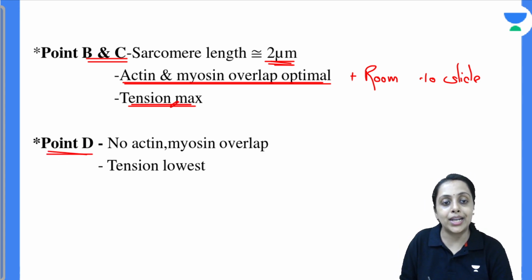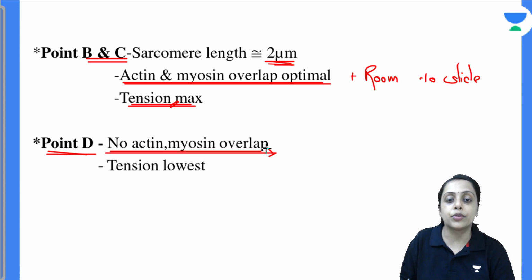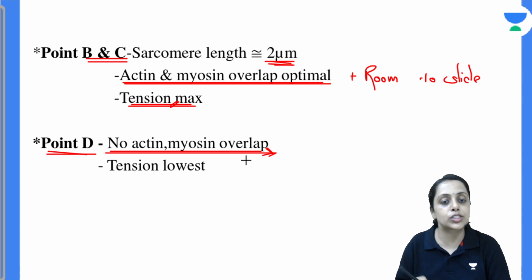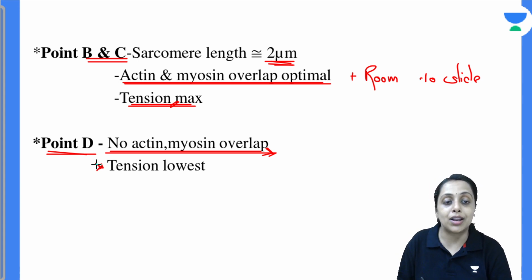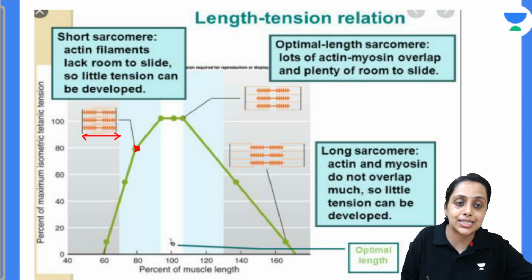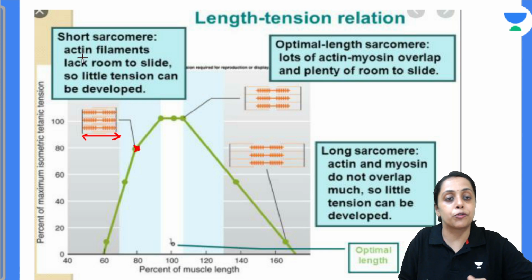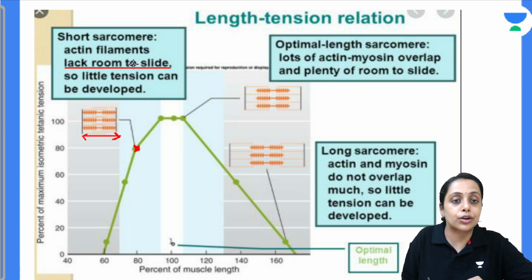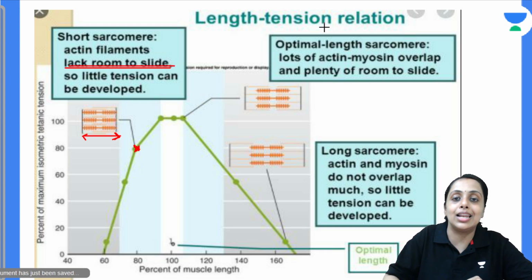And while at point D, hum dekhenge sarcomere ka length bahut zyada increase ho gaya hai. And due to that, actin myosin overlap is not optimal. So the tension developed out here is least. See, this is the curve. This is point A. At point A, sarcomere length is 1.65 micrometer. Out here, the overlap is optimal, but they lack room to slide. So tension developed is less.